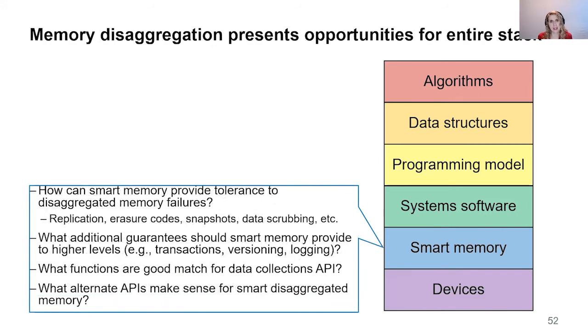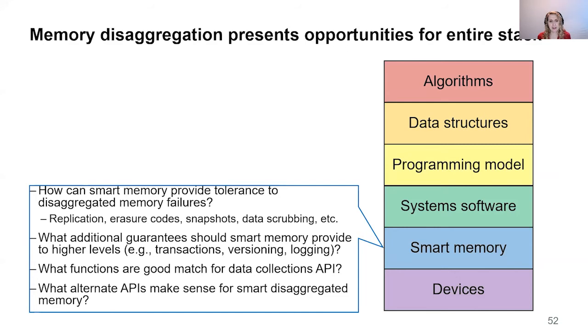When it comes to smart memory, I think this is an opportunity for us to explore a wide range of different functions. One particular area that I think is especially potentially fruitful is that of ensuring that the disaggregated memory itself is fault tolerant. In particular, I think that memory intelligence could actually be used to potentially handle replication or erasure code calculations, potentially create snapshots, or even maybe do background data scrubbing operations in order to improve the health of the overall disaggregated memory system. There may be other guarantees that smart memory should provide, so things like transactions or logging or versioning. And so it'd be interesting to explore that as well.